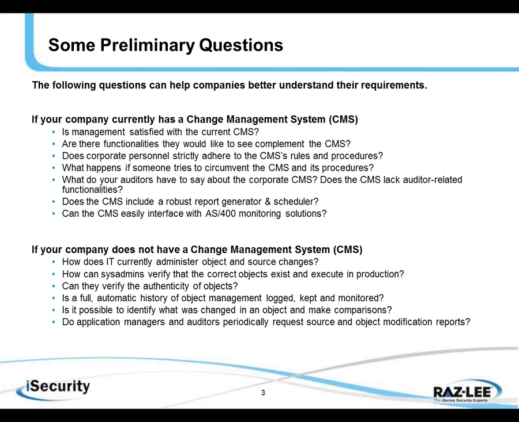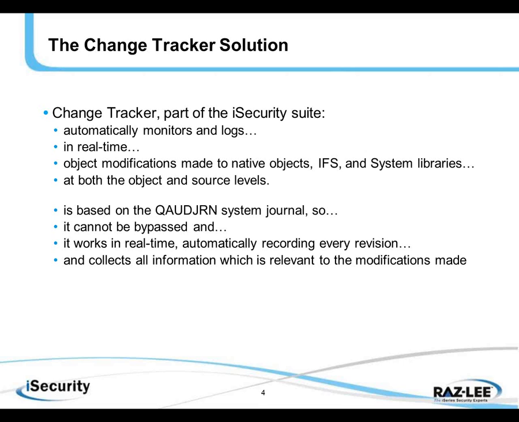And if your company does not have a change management system, well, how does IT administer object and source changes? How can system administrators verify that the correct objects exist, that they execute in production, and that they're authentic? Is there a full automatic history of object management logged? Is it kept? Is it monitored? Is it possible to identify what was changed in an object and make comparisons? And do application managers and auditors periodically request source and object modification reports?